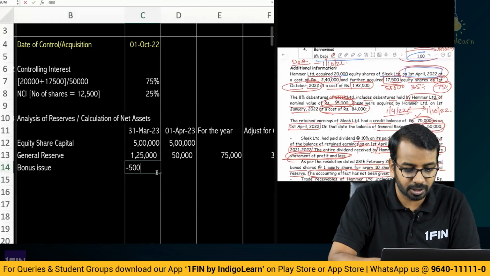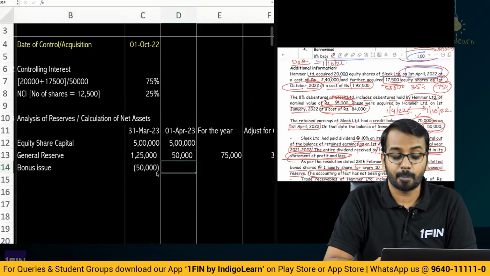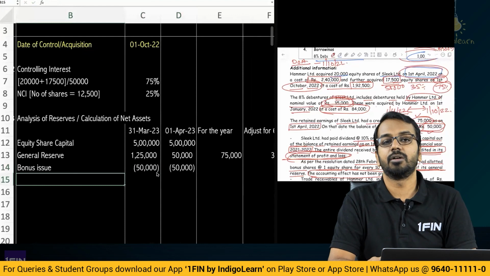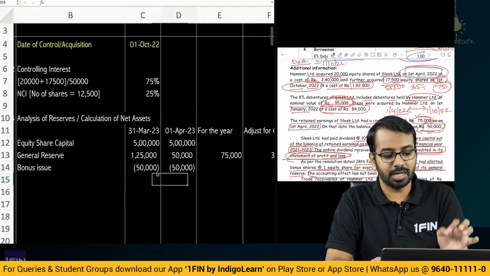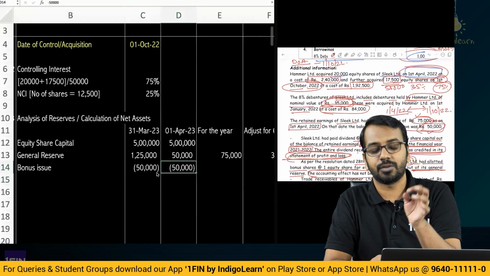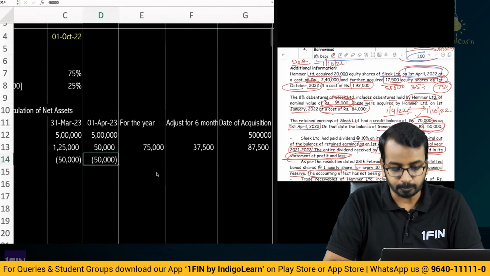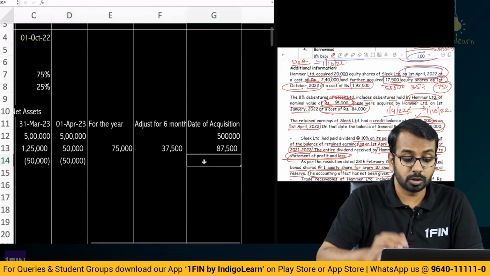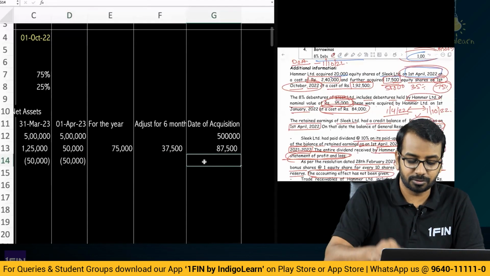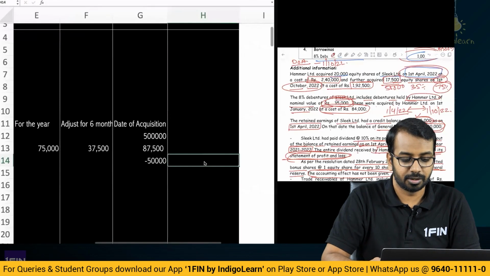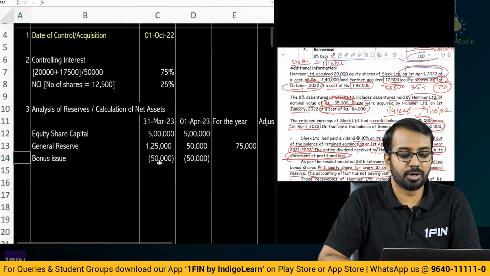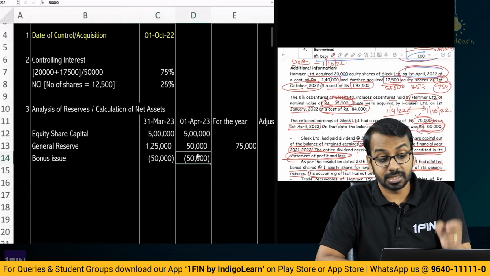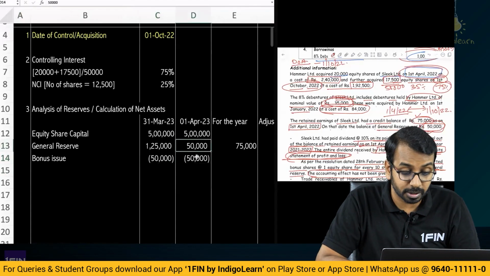So, I will reduce 50,000 from the closing balance. That entire 50,000 I will adjust from the opening balance on 1st of April. Then if I have reduced it from the balance of 1st of April, this will also be reducing my balance on the date of acquisition. So, minus 50,000 here. So, because of the bonus issue, general reserve balance on 31st March has come down by 50,000, which is actually from the entire opening balance. So, there is no opening balance.